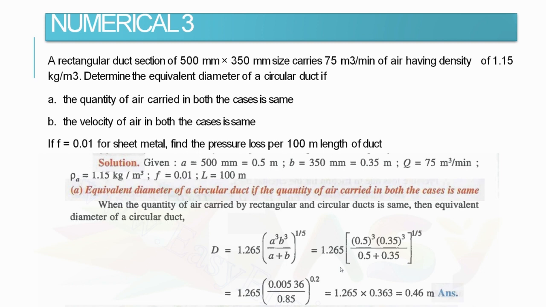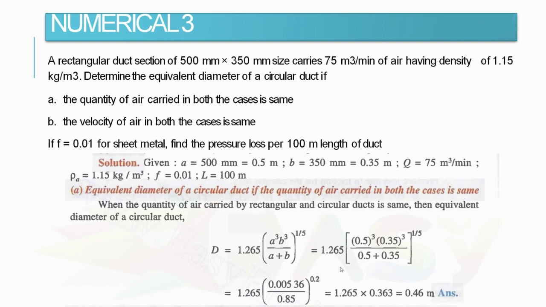And here some values are given. Let's suppose friction factor given is 0.01 for the sheet metal, and we have to find the pressure loss per 100 meter length of duct. So now solving the numerical, where small a is 500 mm and small b is 350 mm, and Q is 75 meter cube per minute, and rho a is equal to 1.15 kg per meter cube, and friction factor is 0.01 and length is 100 meter.